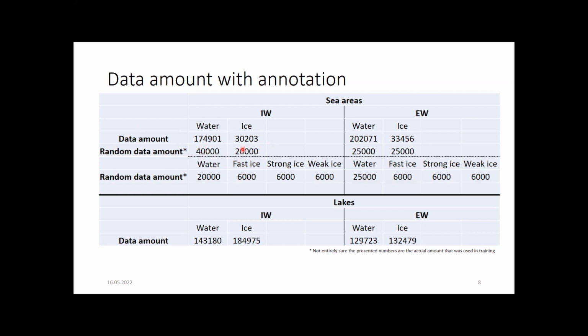And then you see little asterisks here. I'm not entirely sure that these are exactly the numbers that were used in the model training. Going through all the old code and files was a challenge. But I believe they are in the same area, at least in 10,000s for water and ice. Here, I believe they are relatively correct. For lakes, we had a lot bigger data set, and they are much more equal. So I believe those numbers were actually the data amount used in model training.